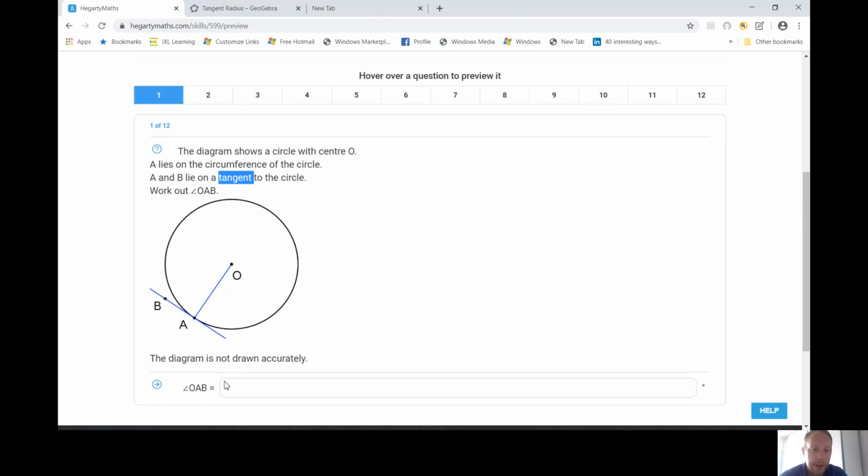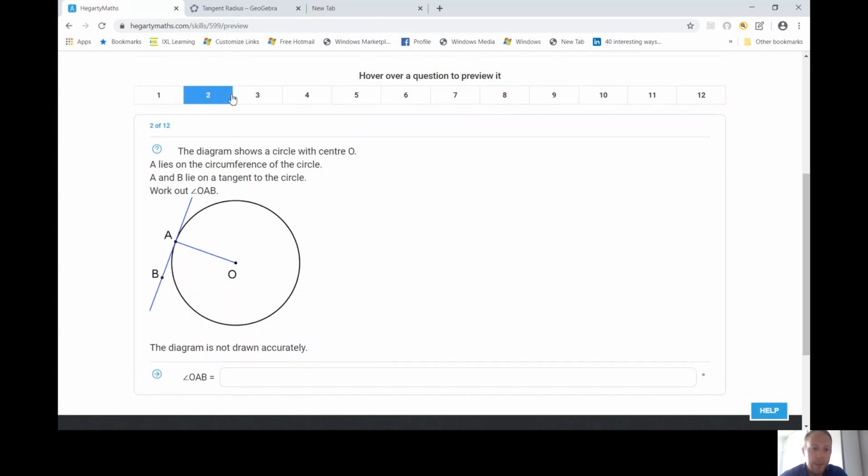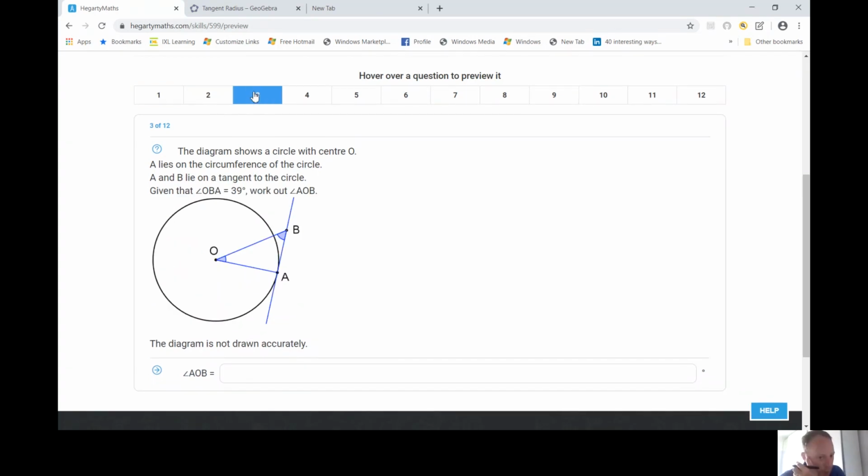That's straightforward, 90 degrees. Question two is exactly the same. Question three becomes a little bit trickier, so let's have a go at that one. It shows a circle. A lies on the circumference of the circle. A and B lie on a tangent, so you know that's a tangent. You know if it's got a center there, O, the OA is the radius. Given that OBA equals 39 degrees.